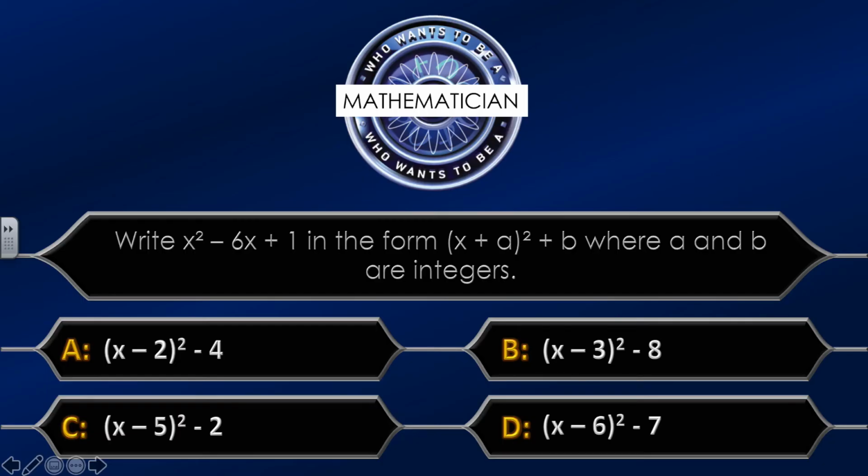Question 9. Write x squared minus 6x plus 1 in the form (x plus a) squared plus b, where a and b are integers. Again, the four possible answers are: A, (x minus 2) squared minus 4. B, (x minus 3) squared minus 8. C, (x minus 5) squared minus 2. D, (x minus 6) squared minus 7.